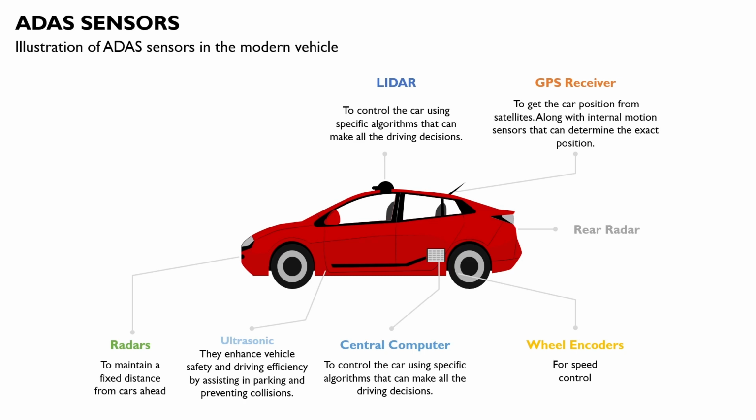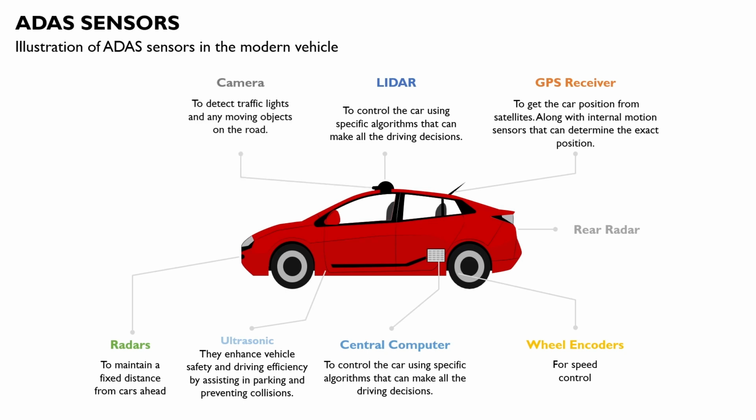Ultrasonic sensors in ADAS can sense things close to the car, usually within 2 to 4 meters. They are really great for detecting objects nearby, like when you are parking or moving slowly. So, they enhance vehicles' safety and driving efficiency by assisting in parking and preventing collisions.